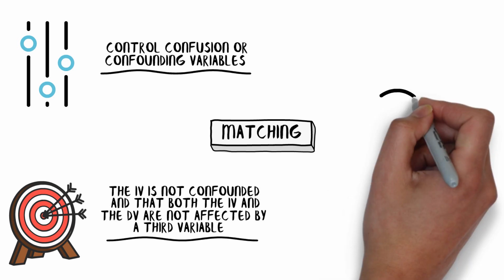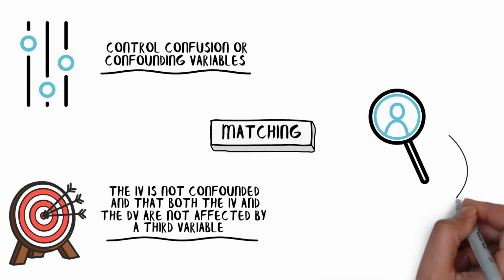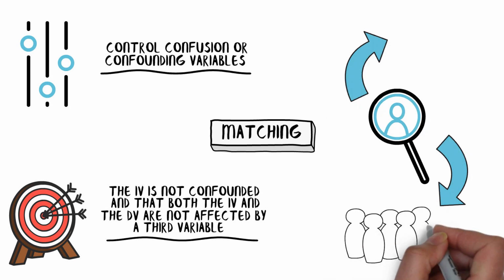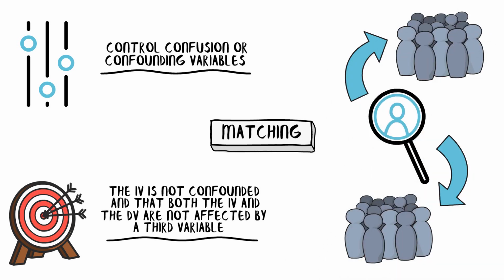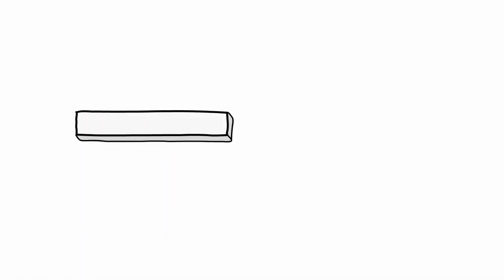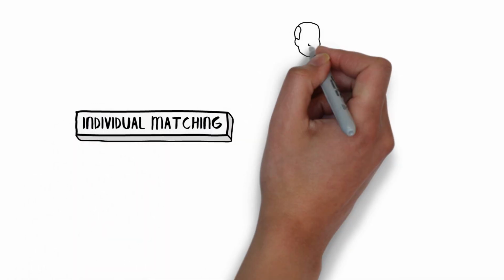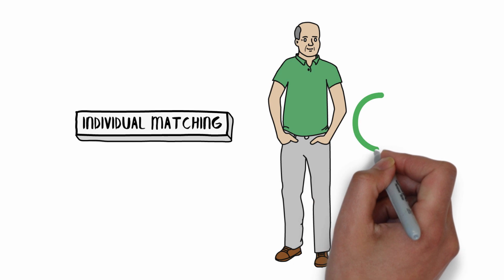Matching involves identifying participants who are similar on relevant variables and then assigning them to different groups in a way that ensures balance across those variables. By doing so, the influence of these confounding variables is minimized, and the comparison between groups becomes more valid. Depending on the research design, there are different approaches to matching. Individual matching is a method where the participants are matched individually based on specific characteristics.